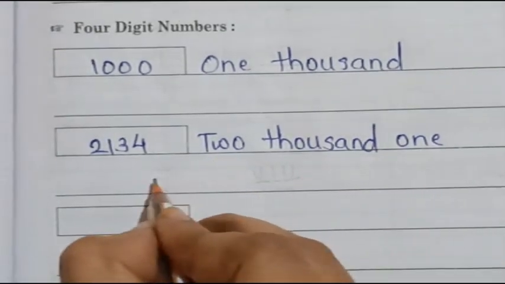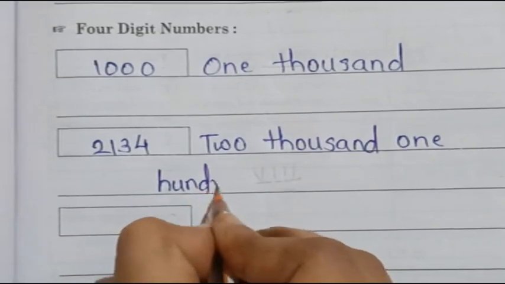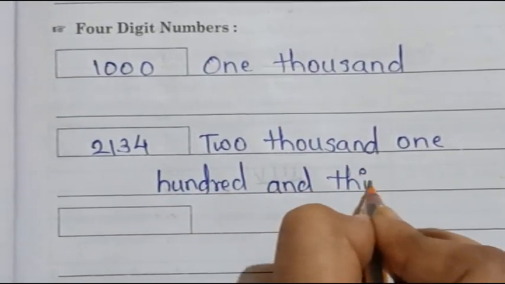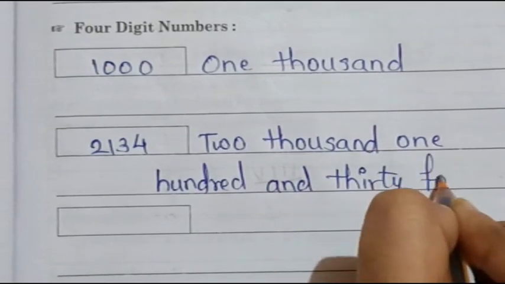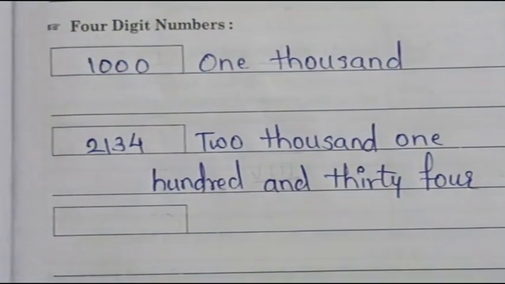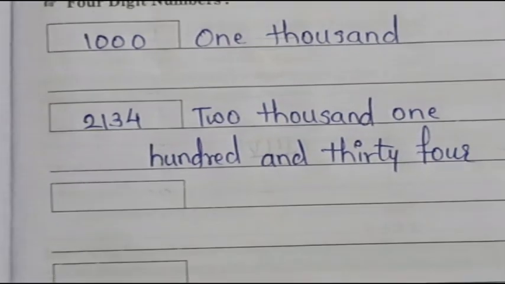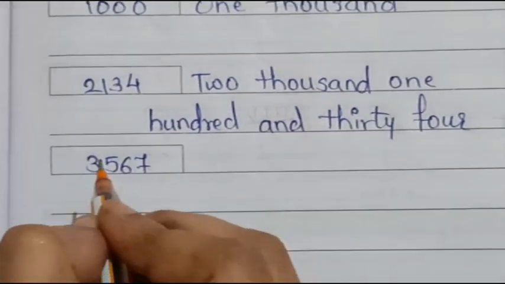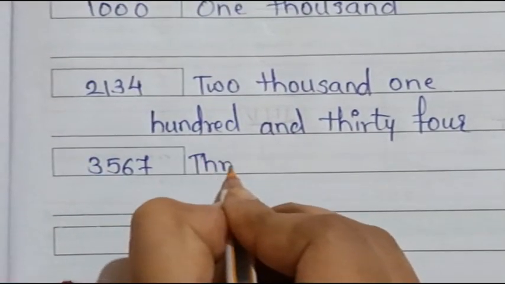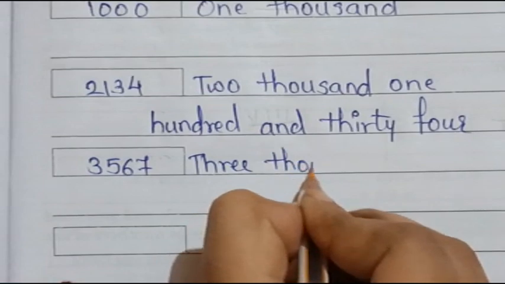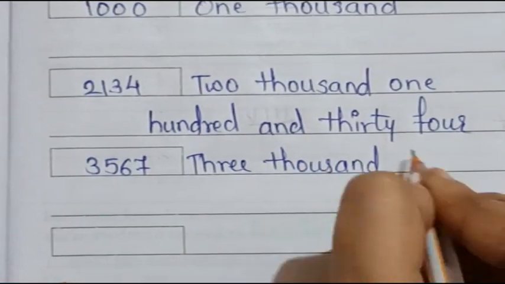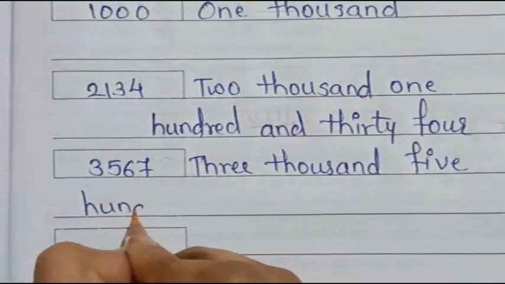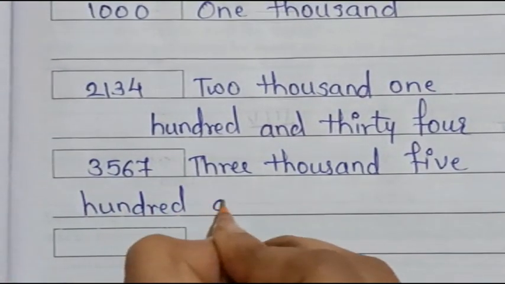Okay, 2134. Okay, the next number I'll take it as 3,567. So you will write it as 3,567.